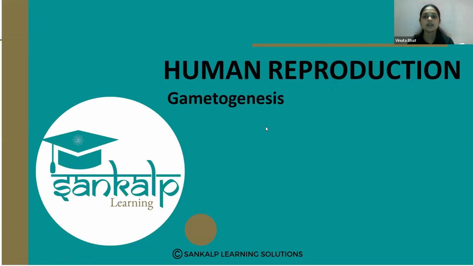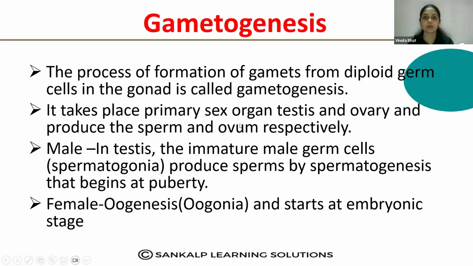Hello everyone, human reproduction. So let's study the topic gametogenesis. What is the definition of gametogenesis? Gametogenesis is the process of formation of haploid gametes from the diploid germ cells. You know that gametes are always haploid. So that is called gametogenesis.